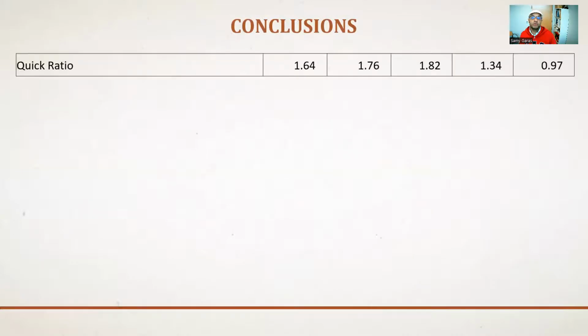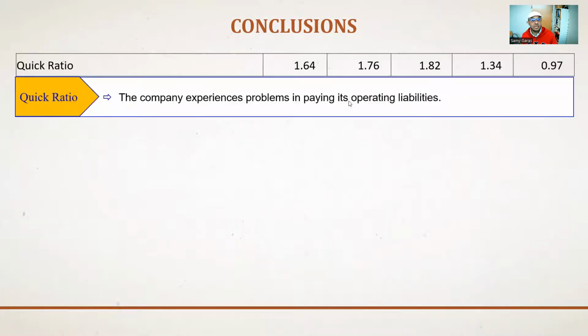So first of all, if we look at the quick ratio, it's actually a good measure for the company's liquidity. In 2012, it was 1.64. And when we reached 2016, it became 0.97. So this tells you that the ratio is decreasing. And what does it tell us? That the company experienced problems in paying the operating liabilities.